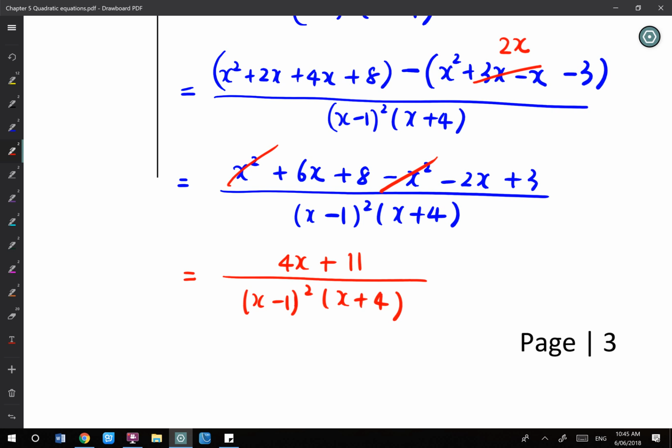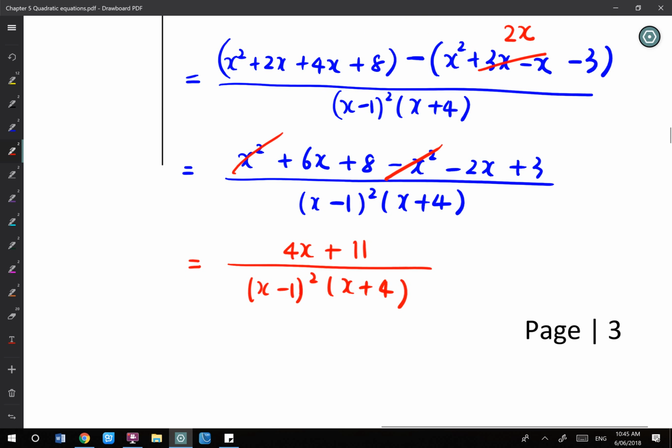So when we subtract or add two fractions, we need a common denominator. A common denominator can easily be found by multiplying the denominators from both fractions together. That's page 3.